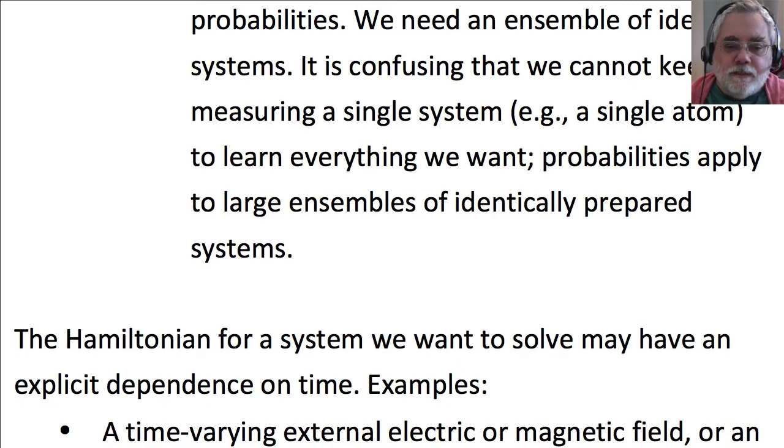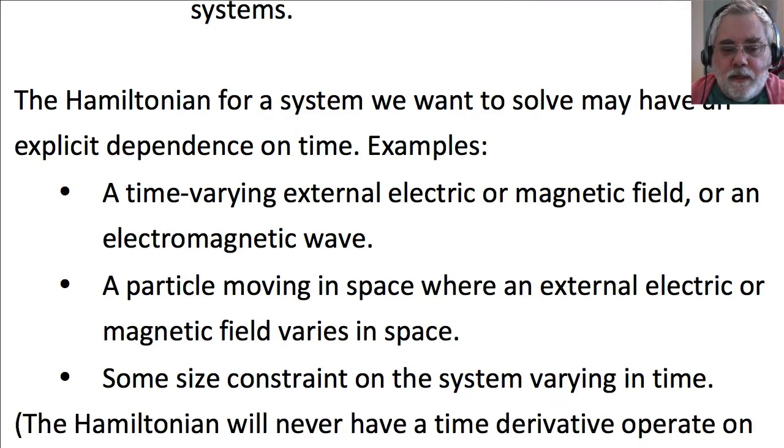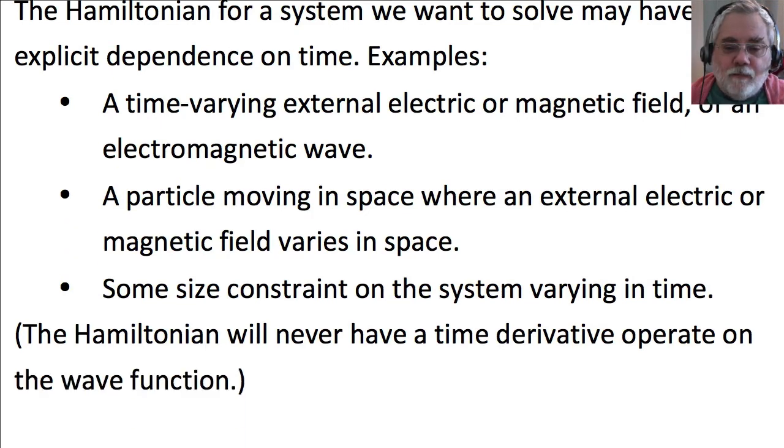The Hamiltonian for a system we want to solve may have an explicit dependence on time. For example, there may be a time-varying external electric or magnetic field, or an electromagnetic wave. The particle may be moving in space where an external electric or magnetic field varies in space. Or there may be some size constraint on the system that we are varying in time. The Hamiltonian will never have a time derivative that operates on the wave function, however.